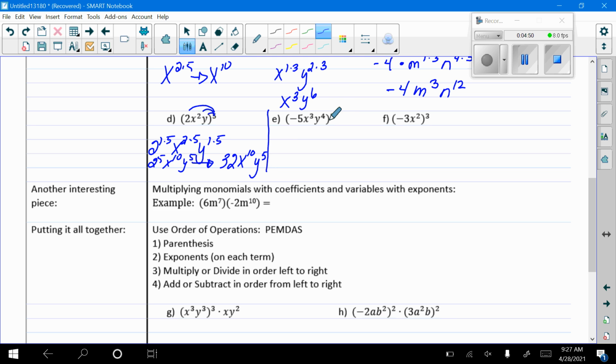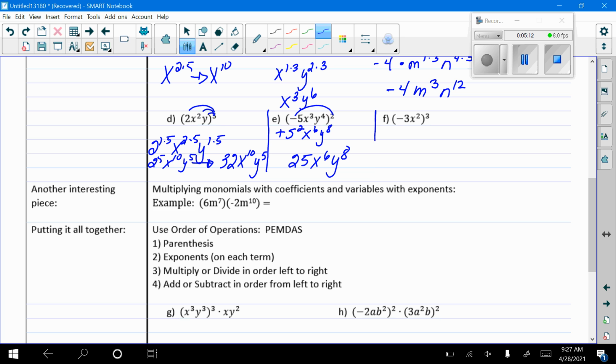All right, so this gives me 2 negatives, which makes it a positive. It's going to give me 5 squared, x powers up high, we multiply, so that's 6, and y to the 8th, which is 25, x to the 6th, y to the 8th.